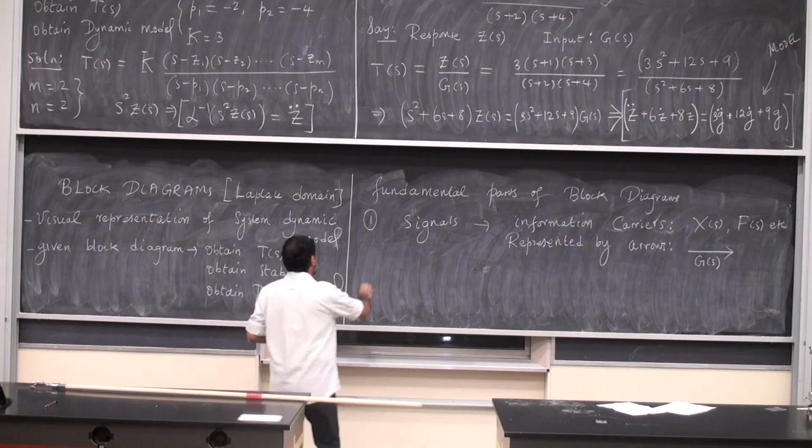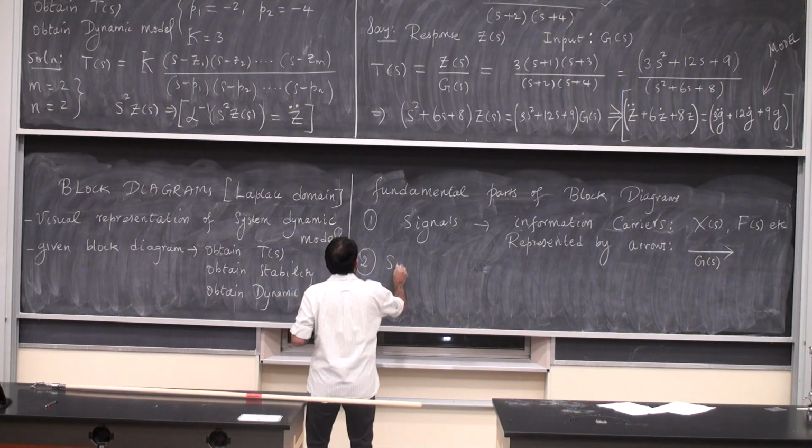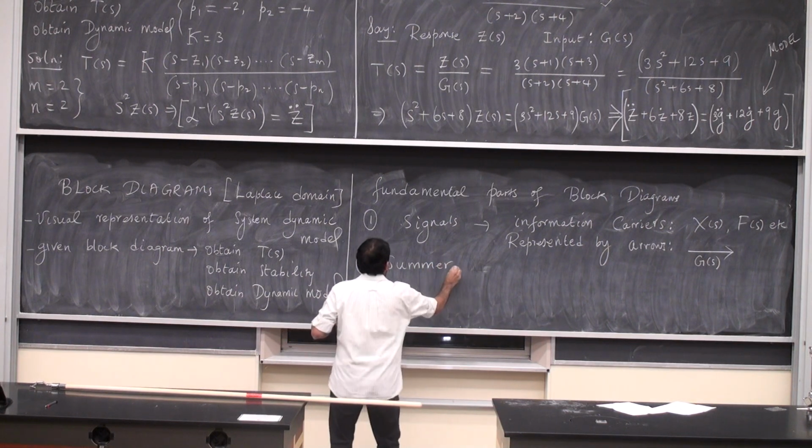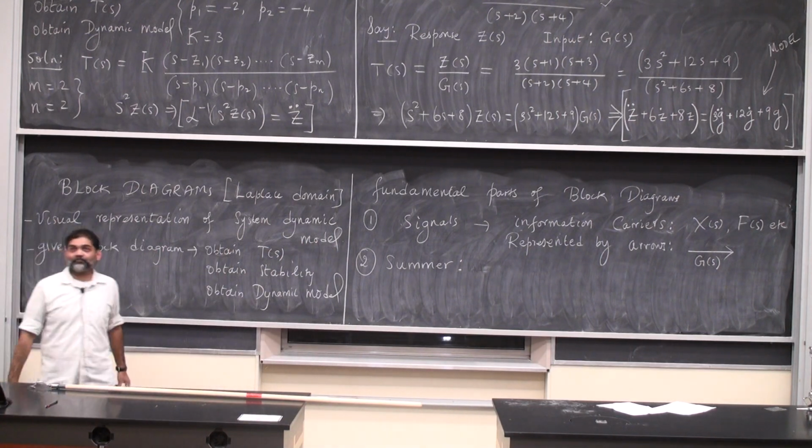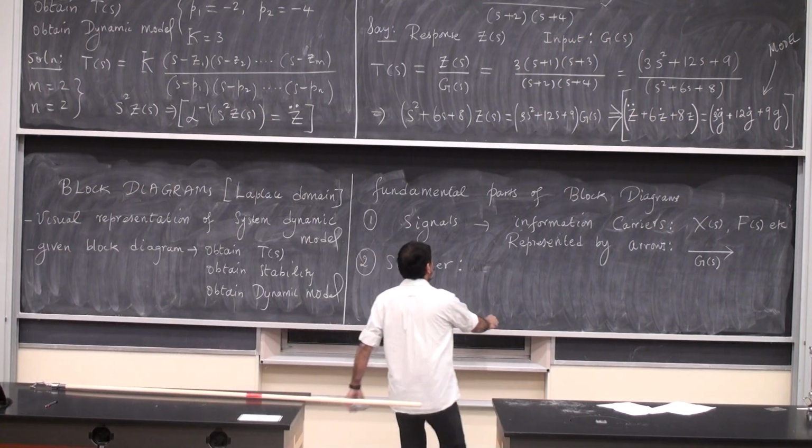The second one is a summer. As the name implies, it adds or subtracts signals. So I would have it represented by a circle.